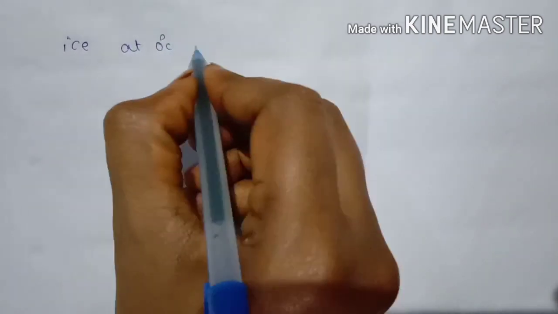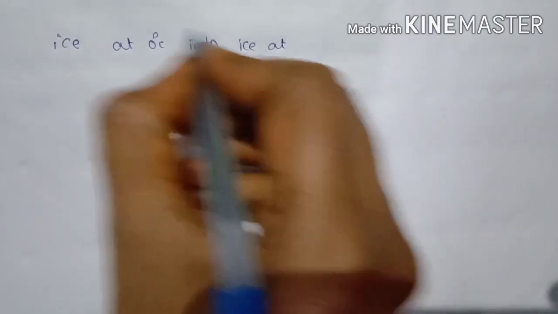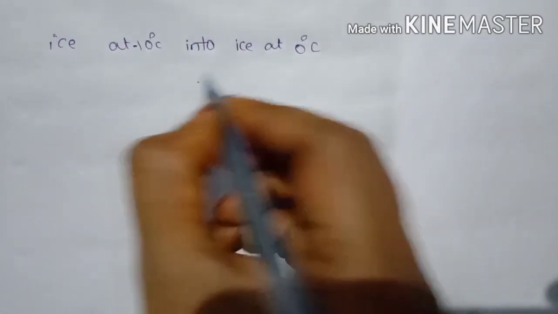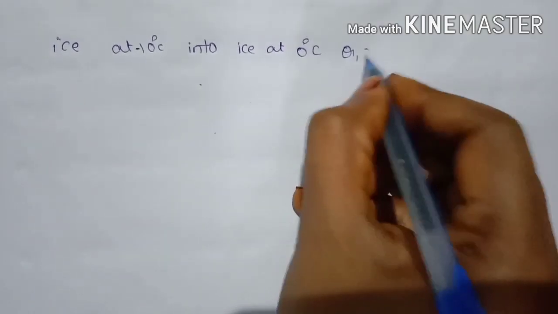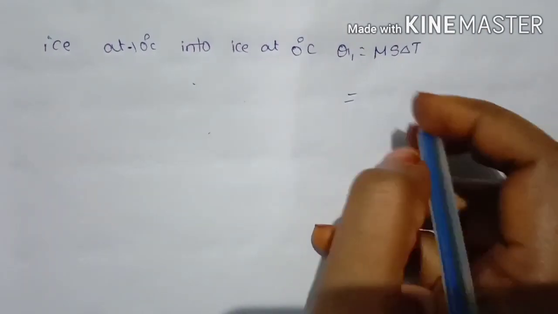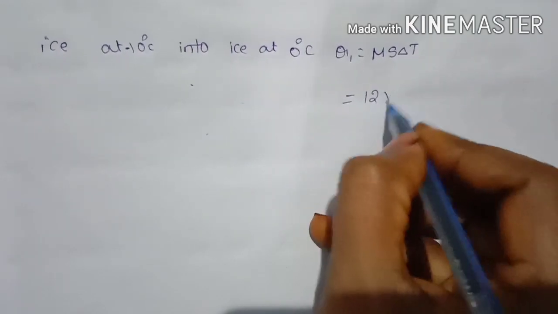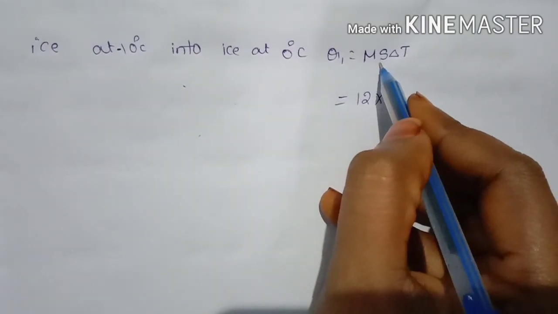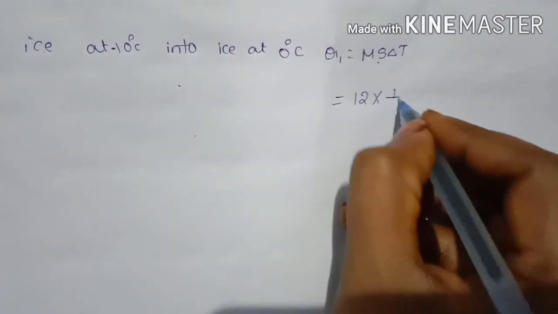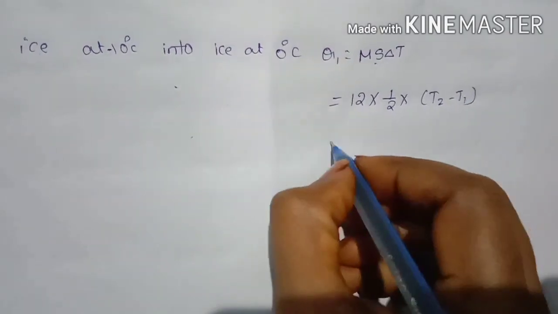Ice at minus 10 degrees into ice at 0 degrees centigrade. Now let us see the formula: Q1 equals m s delta T. Here Q is heat, m is the mass of ice, 12 grams, already given in the question, and s is the specific heat of ice, that value is 1/2. Here delta T is T2 minus T1.